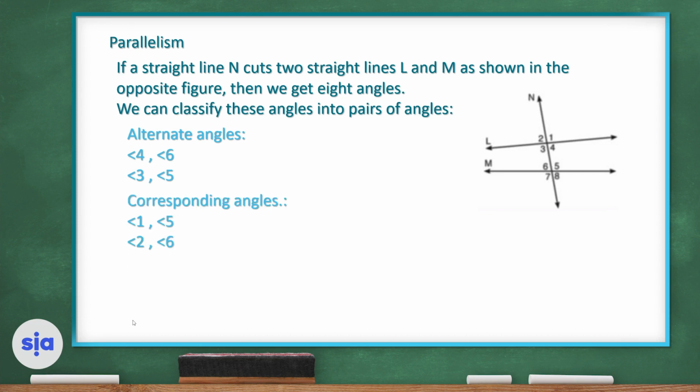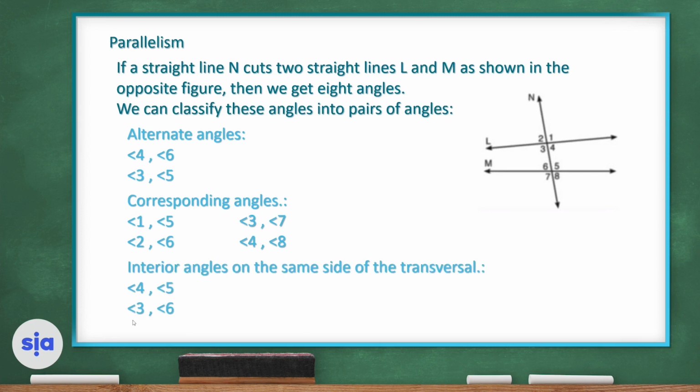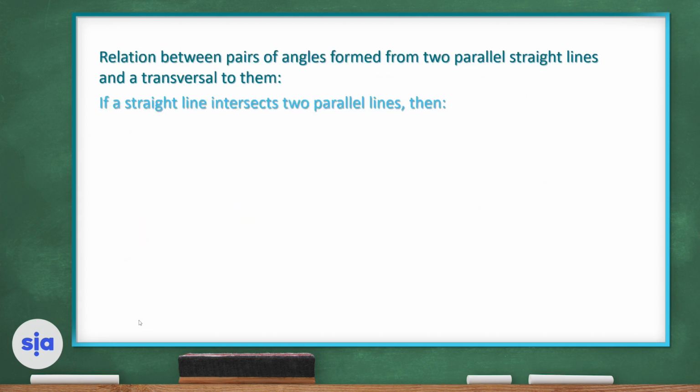The second type, the corresponding angles, like angles 1 and 5 together, angles 2 and 6 together, angles 3 and 7, and angles 4 and 8. The third type are the interior angles on the same side of the transversal, like angles 3 and 6 and angles 4 and 5. Relation between pairs of angles formed from two parallel straight lines and a transversal to them.